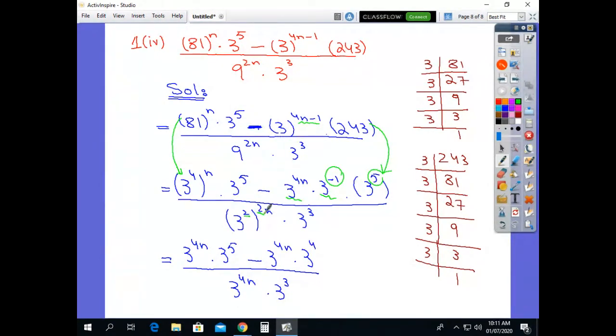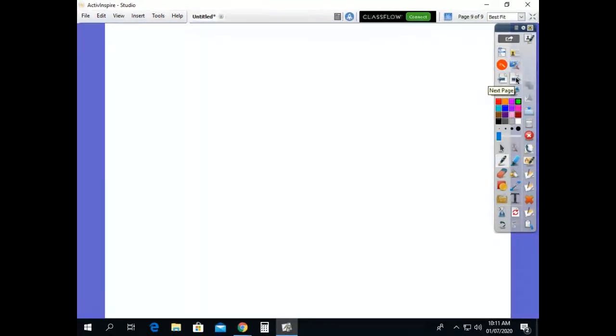Now in the next step, we separate out 3 raised to power 4 and 3 raised to power 5. Our 3 raised to power 4n into 3 raised to power 3.